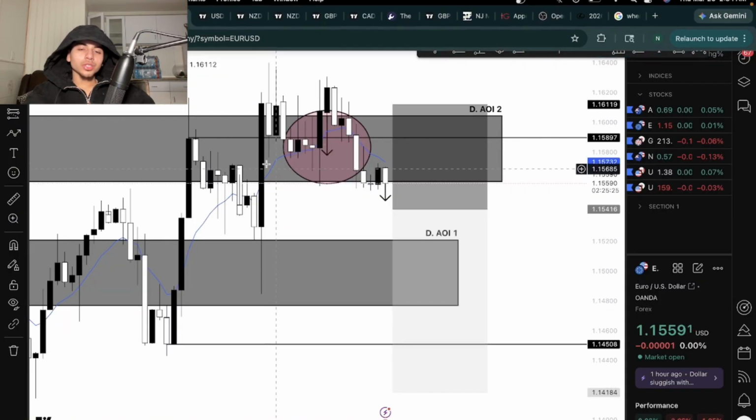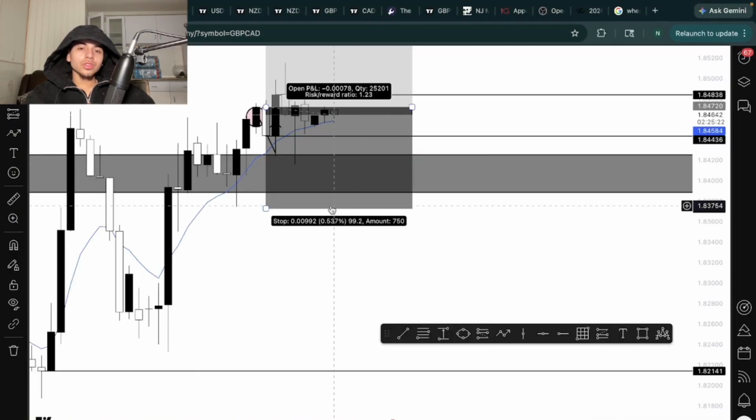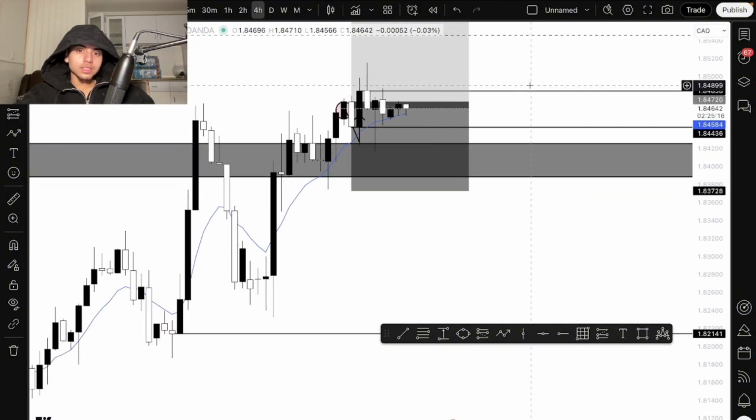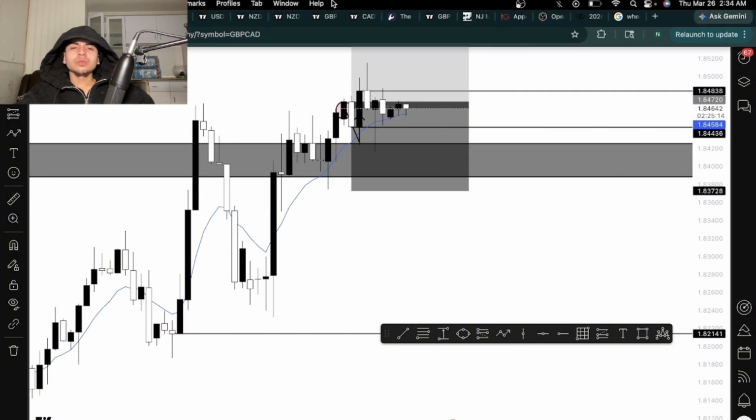No, I'm gonna enter this market because I don't want to risk more than what I'm already risking on this trade. And I think this trade is really valid. So let's see what happens. So yeah, that was it for today.